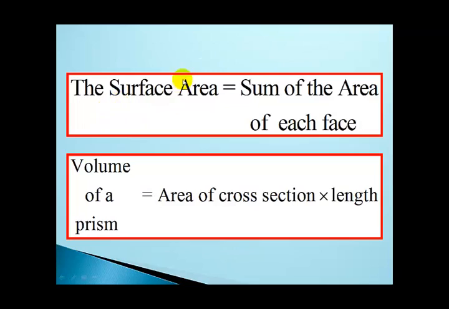Now the surface area is equal to the sum of the area of each face. The volume of a prism is equal to the area of the cross section times the length. So take note of these relations.